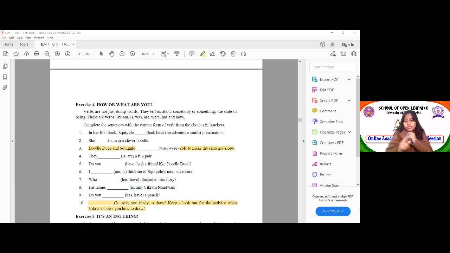So this is an exception, which is why I asked you to do it. Otherwise, you will say he is, she is, but you will say you are. You are going to the mall, but you will say she is going to the mall. So even though she is singular, you say is, but with you, you will say are. Okay. Now let's see.